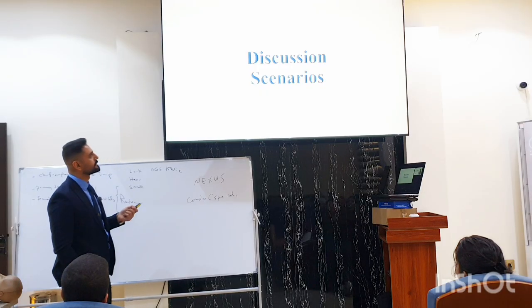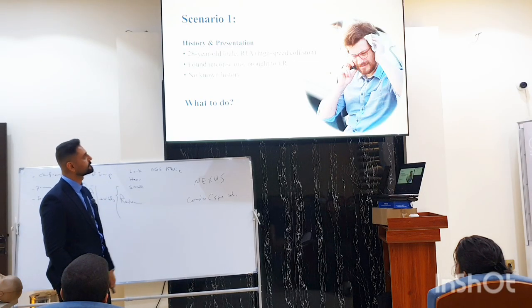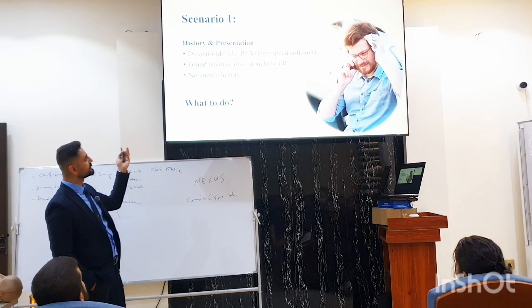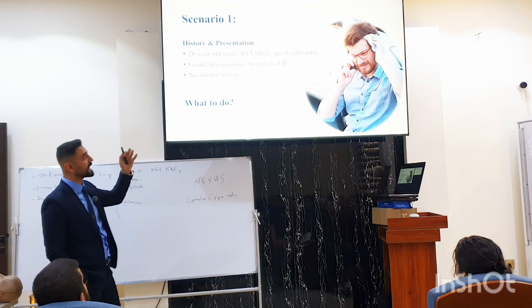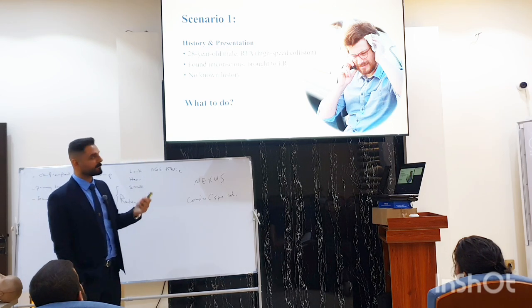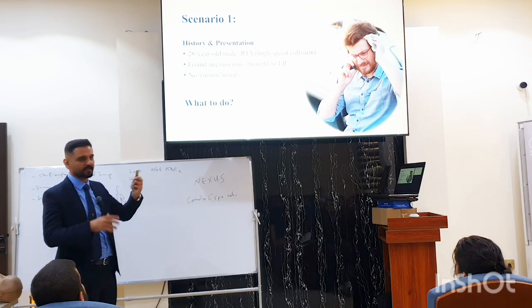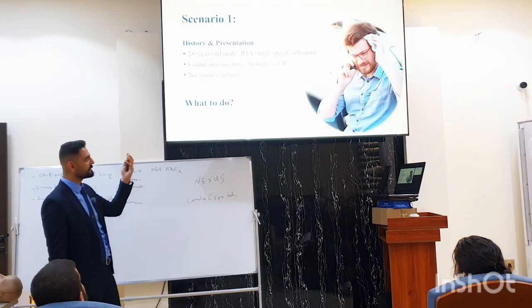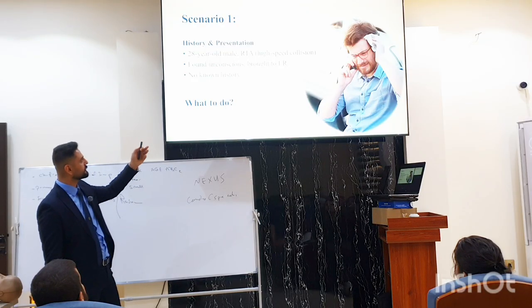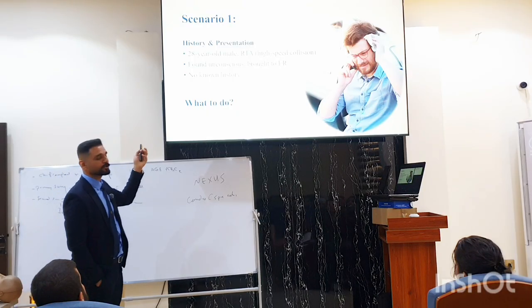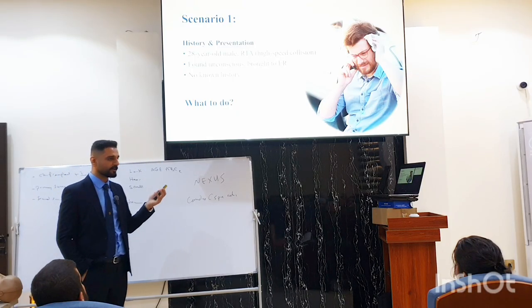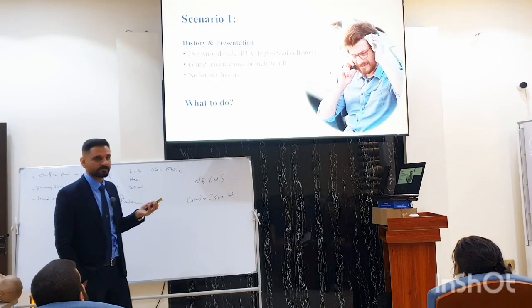Okay. So the first case: a patient comes to you. He is a 28-year-old male involved in a road traffic accident, a high-speed collision. The paramedics who brought him told you it was a high-speed collision. They found him unconscious and brought him to the emergency department, and there is no known history. They don't know anything about this patient. What to do?